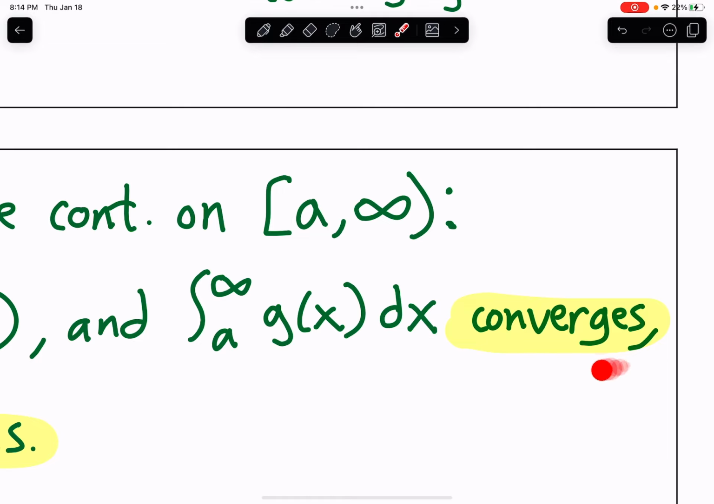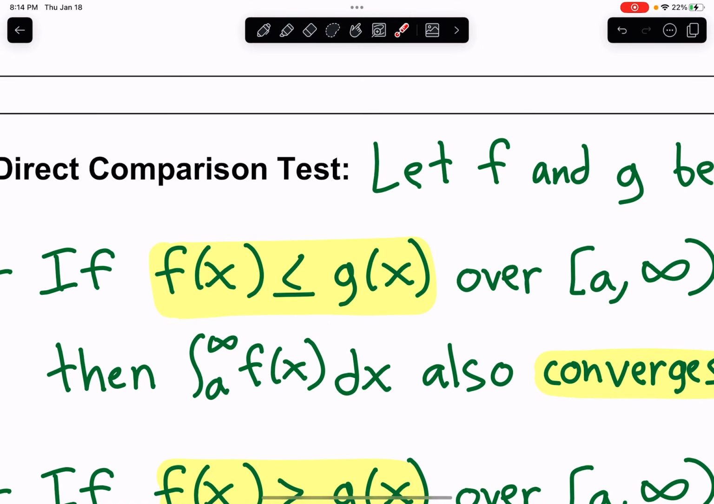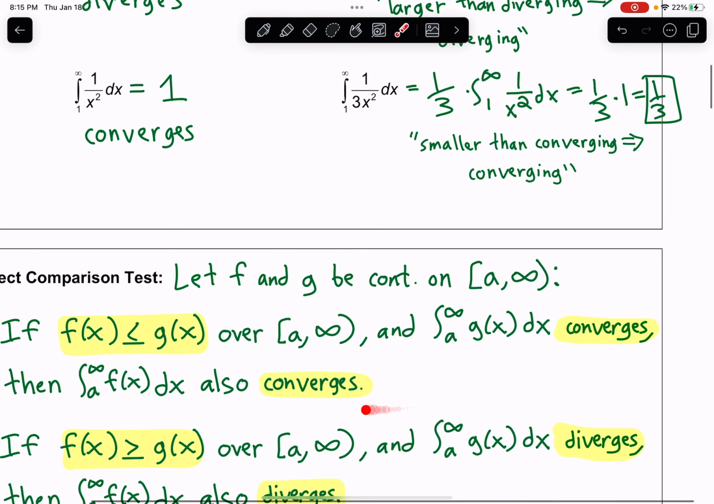I know the integral of g of x converges, and I know f is smaller than g on that exact same interval. Therefore, the integral of f of x dx on this interval, a to infinity, must also converge. Now, be careful. Don't assume they converge to the same number. We're not actually worried about solving these integrals like we did in the opener. That's not necessarily the point here. All we're trying to say is, do they converge or diverge?